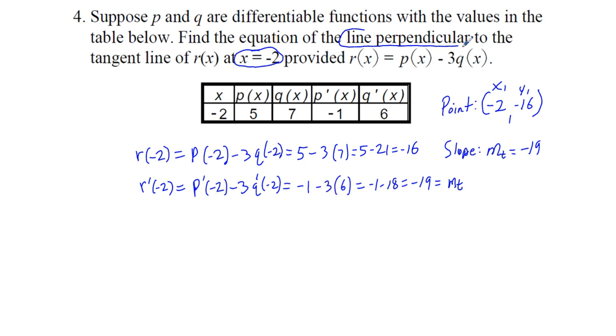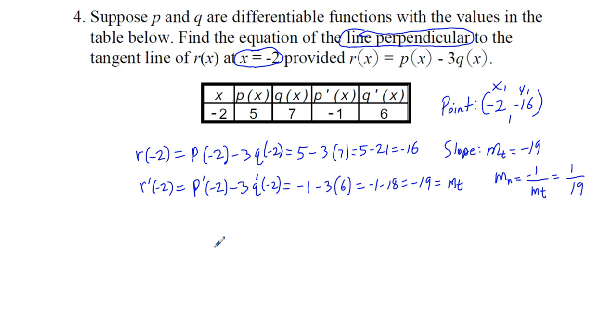Okay? So we say -19, but again, we're looking for the equation of the line perpendicular to the tangent line. So what we really need is m sub n, which is equal to -1 over m sub t, which is going to be positive 1/19. So that's m sub n.